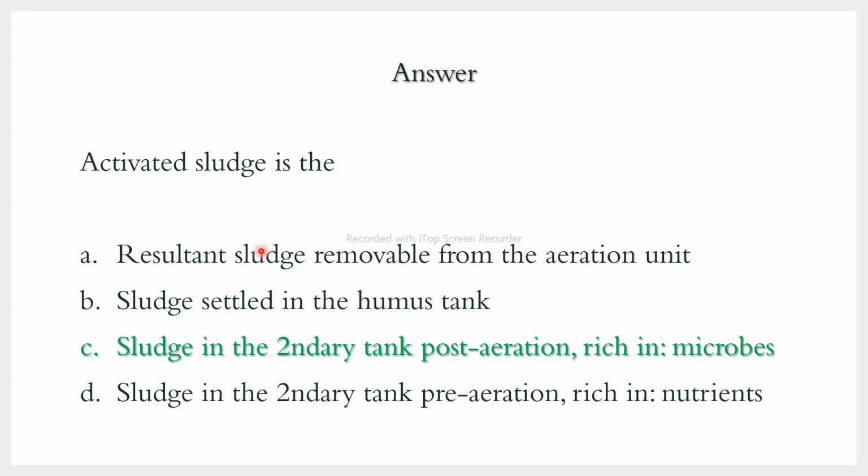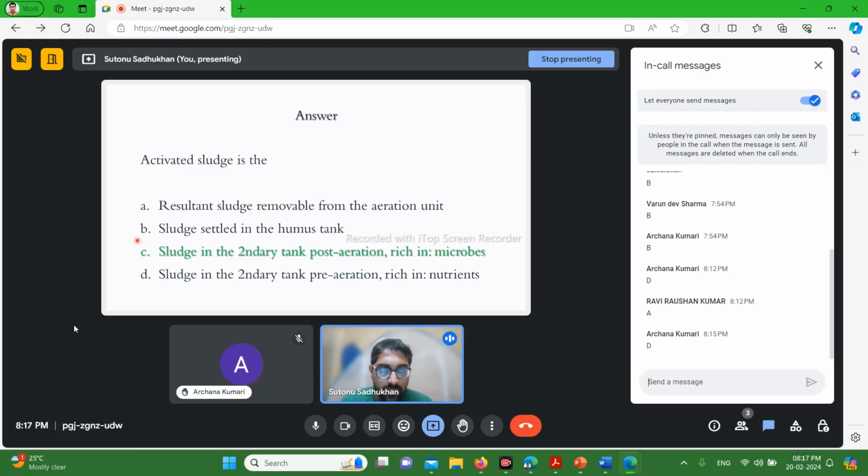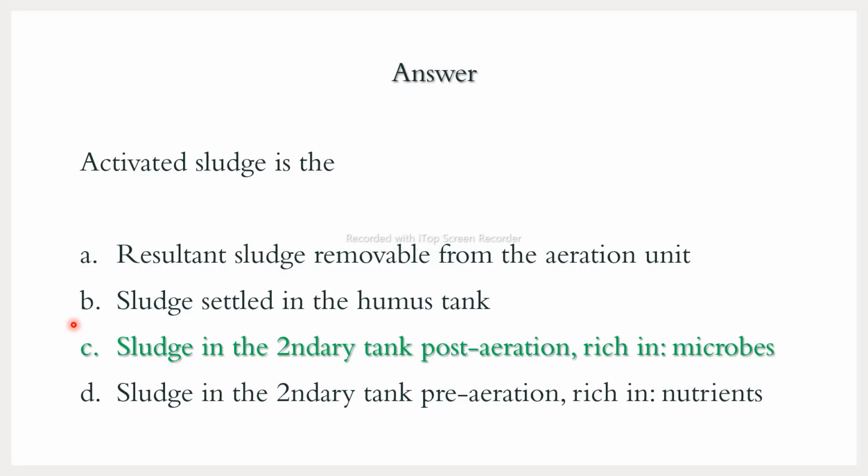I mean, this sludge is to be removed, so it is not participating in the removal of the BOD. And also the last one, it is basically nutrients, meaning high BOD content. It has nothing to do with the microbes that are present inside the sludge. So activation means increasing the amount of microbes inside the sludge. So activated means the third one only. So it is the correct answer. I hope it is clear. So now we'll move on to the next section.